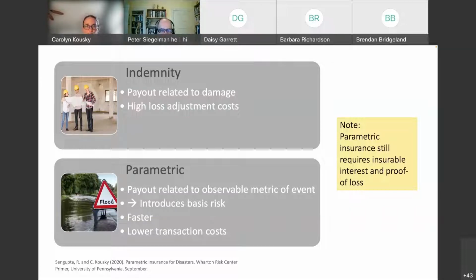And of course, right off the bat, there are real limitations to this. Parametric insurance is not going to replace an indemnity product. It can't replace homeowners insurance when that's what you really need. But there are two things about it that are really nice that can help fill in other challenges with recovery. The first is that it's so much faster.